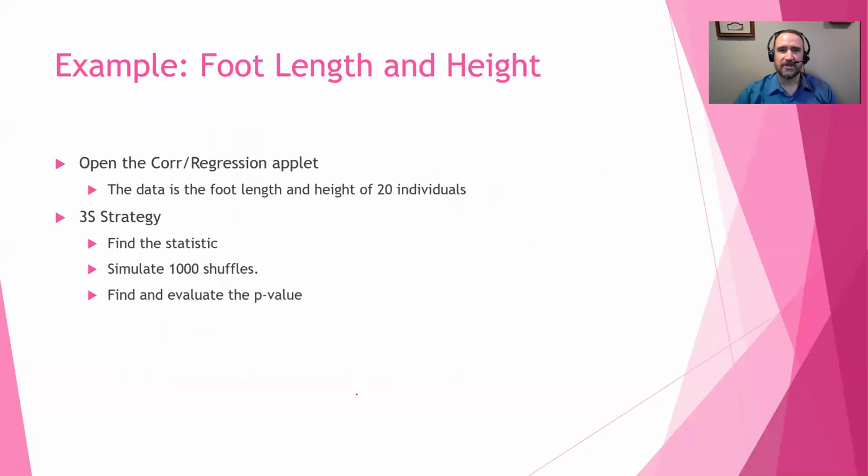Let's try this out with a set of data in the correlation regression applet. It's foot length and height. One of the authors' statistics classes gathered data on how long their feet were and how tall they were, foot length in centimeters and height in inches. We can take a look at this and see if there's a correlation and see if it seems significantly different from zero. There were 20 students. We're going to do the 3S approach.